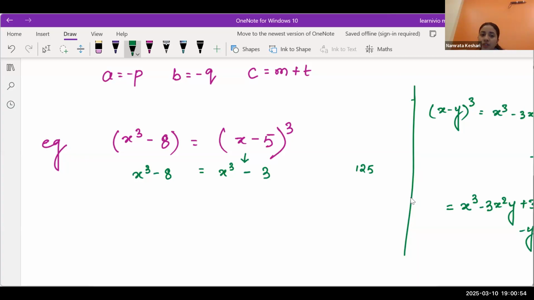Okay, a cube minus b cube formula we can do, but here our purpose is not to do the factorization. हम चाहते हैं कि हम दोनों ही साइड को जितना एक्सपैंड कर सके एक्सपैंड कर ले, ताकि जो भी सिंप्लीफिकेशन हो हम कर ले.